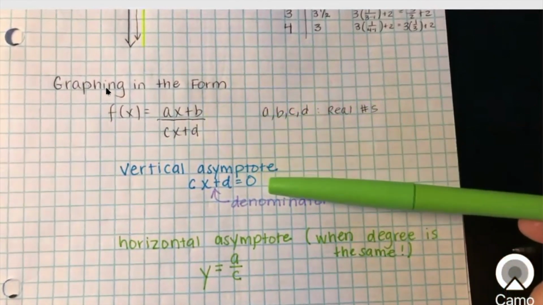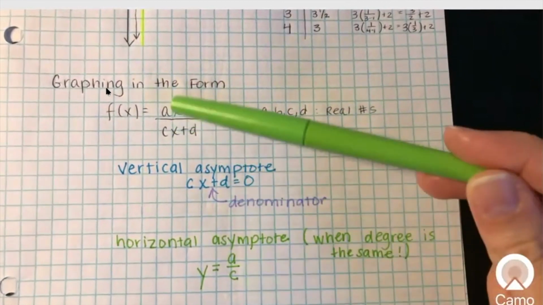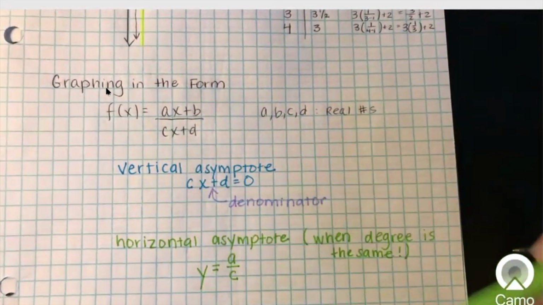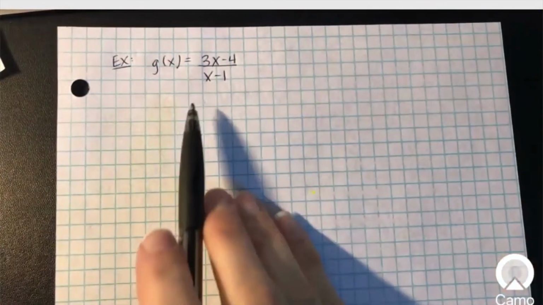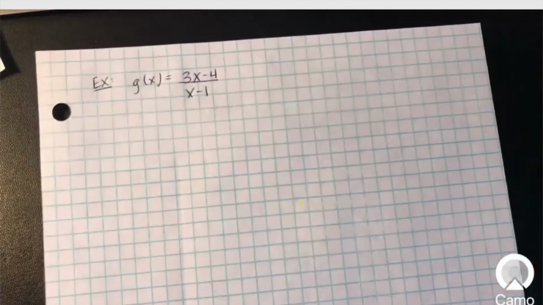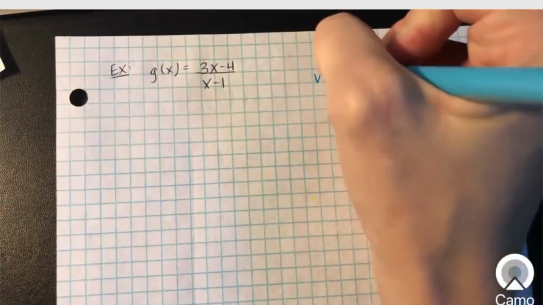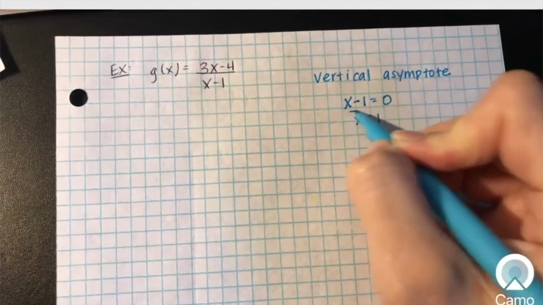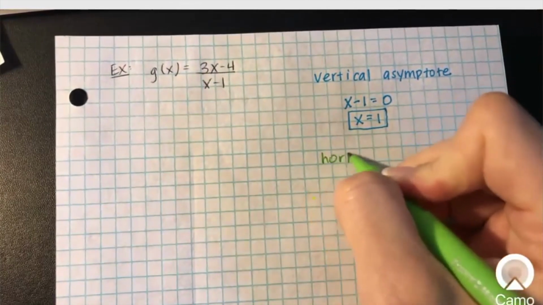Okay, so again, the vertical asymptote is still where the denominator is 0, and for our horizontal asymptote, we're just dividing those two leading coefficients. So here's our next example. We have the degree that's the same. So we're going to find our vertical asymptote by setting the denominator equal to 0. So our vertical asymptote will be 1.